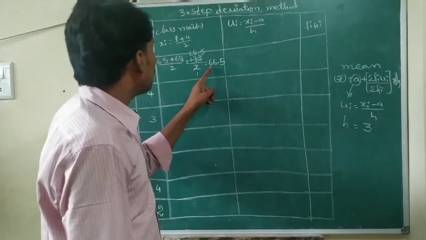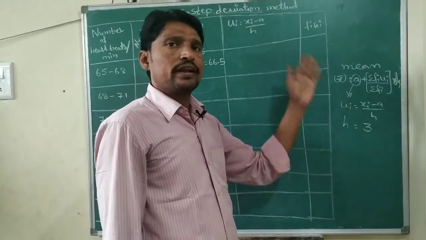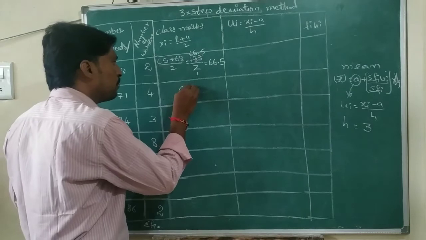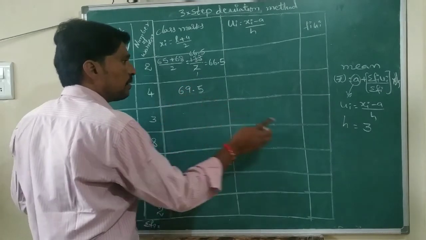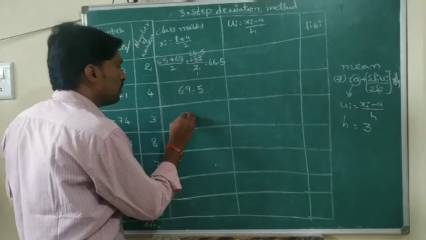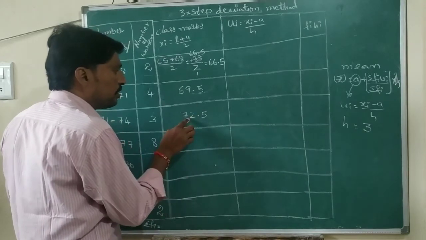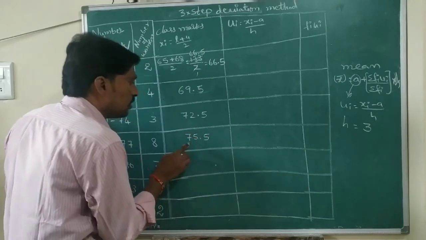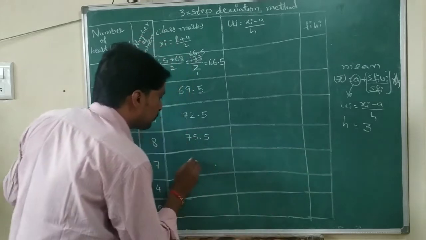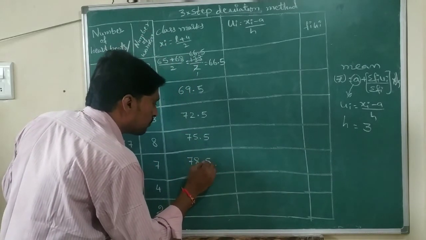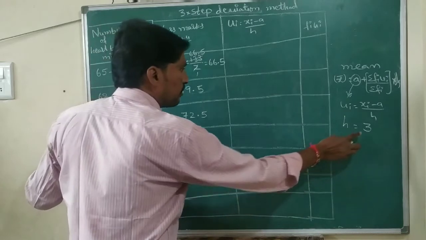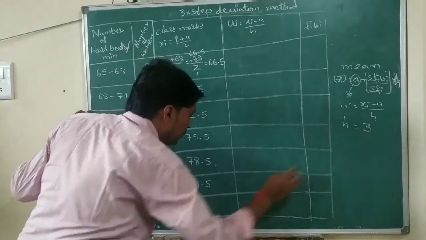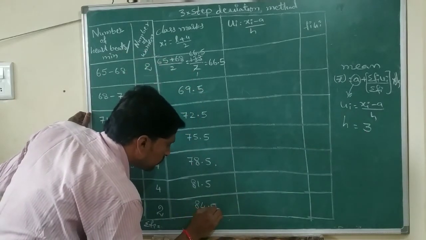Now we have the h value, which is 3. So to a class mark we add the height of the class and we get the next class mark. 66.5 plus 3 is 69.5. 69.5 plus 3 is 72.5. 72.5 plus 3 is 75.5. 75.5 plus 3 is 78.5. 78.5 plus 3 is 81.5. 81.5 plus 3 is 84.5.